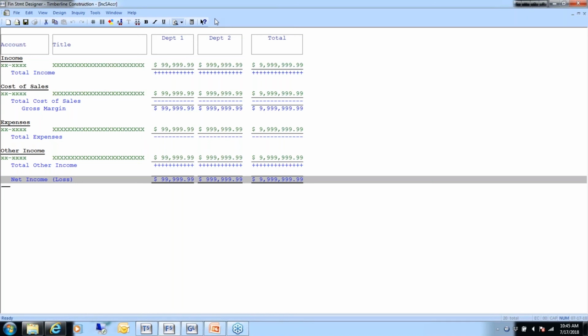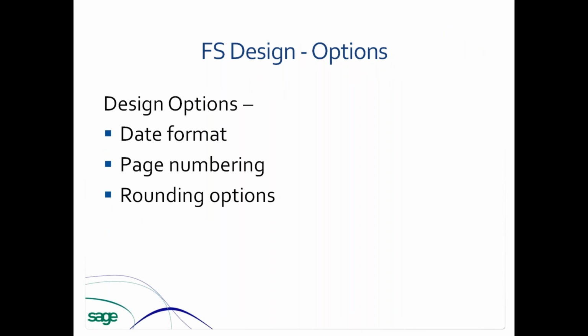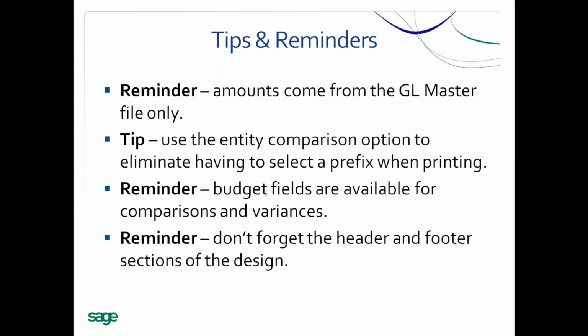Budget fields. If you set budgets up, remember that you have access to those fields within the financial statement designer. Don't forget the header and the footer. You can put information into those sections. One nice thing that I've seen people do, if you've got multiple financial statement designs, is pull the design name into the header or the footer at the bottom, maybe along with the page number, so that you can see what statement design generated this particular statement.